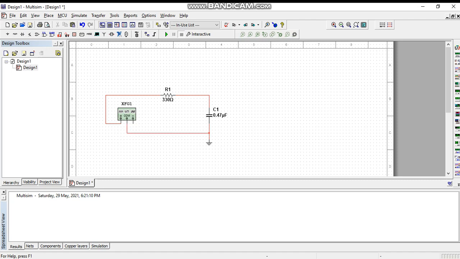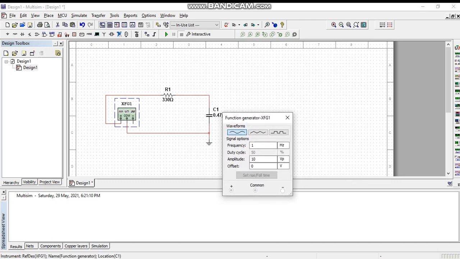So this is the circuit, Figure 2. According to the procedure, we're going to set the starting frequency to 100 and the amplitude to 2 dB.